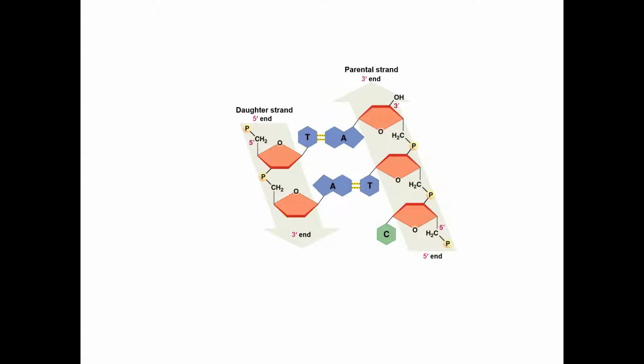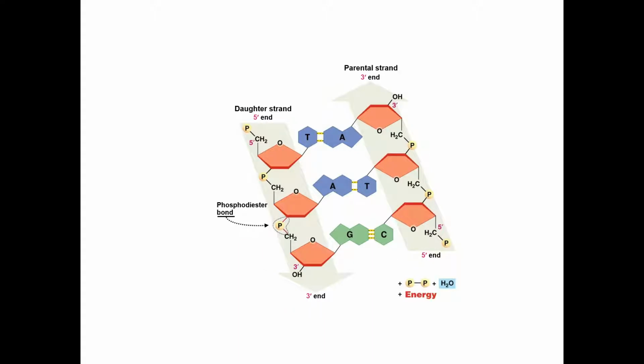Here you're looking at your parental DNA on the right, daughter DNA strand on the left. So they're antiparallel again. Notice you have a free 3' end hydroxyl on the daughter strand. You have your nucleotide triphosphate, with a guanine attached. Here you have your condensation reaction where you're forming a new phosphodiester bond between your pre-existing daughter strand and this new nucleotide. So that's the phosphodiester linkage. That's the covalent bond.